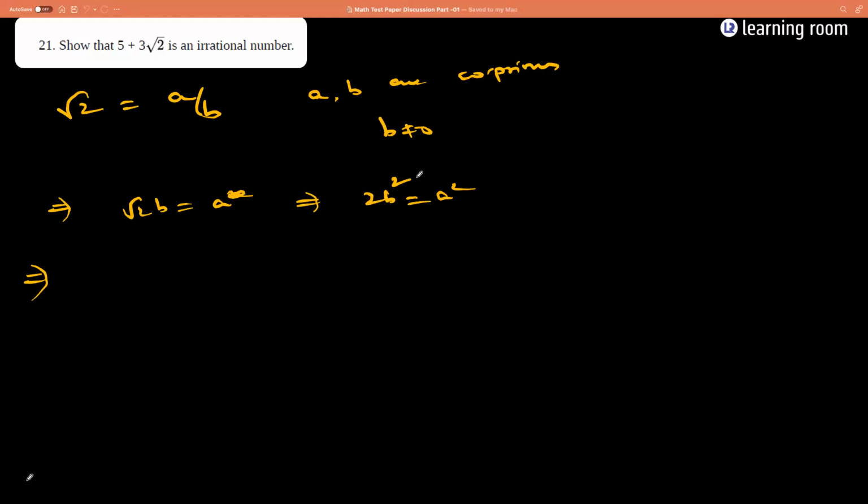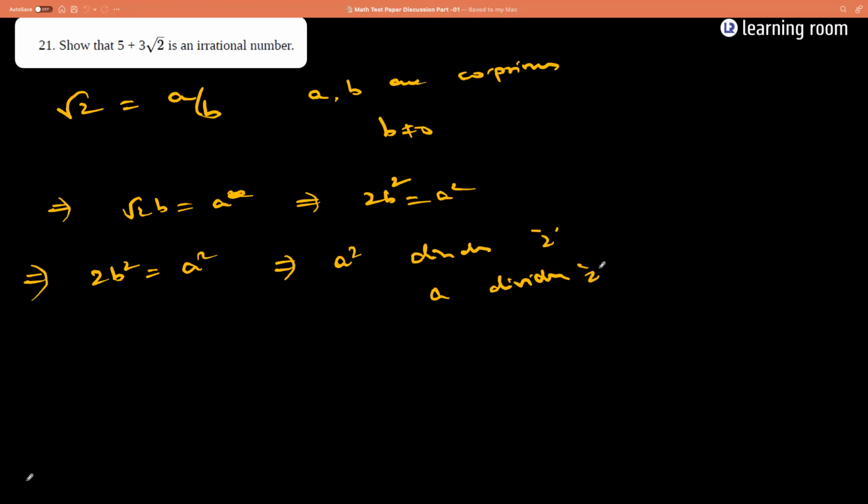So what can you say? Sir, so a square divides 2, which implies that a also divides 2. A also divides 2. So what is happening? It is no more going to be co-prime. So since it is not co-prime, what can you say? We need to prove for b also. So take a is equal to 2c. So a square divides 2, so a divides 2.